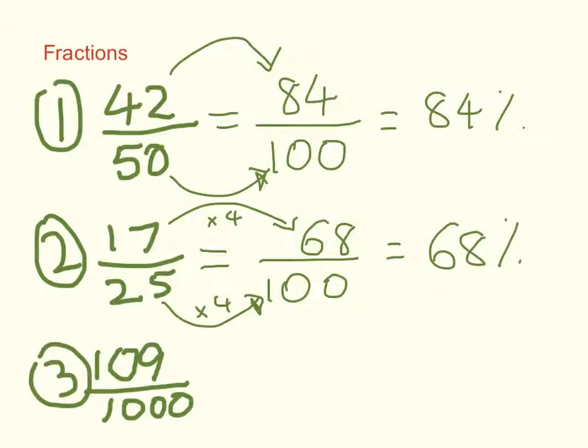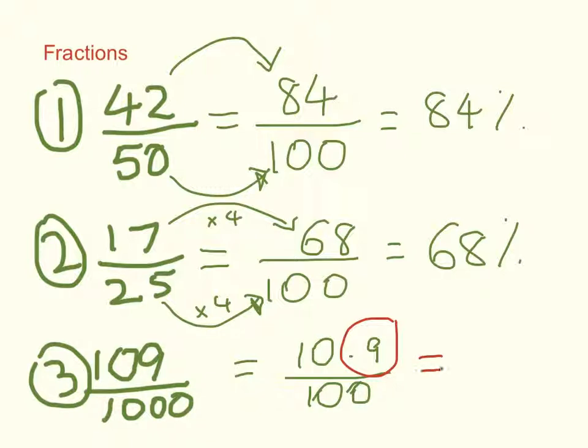Okay. And the last one, 109 out of 100. Well, if we divide the top and bottom by 10, we'll get 10.9 out of 100. Now that looks really strange because you know that when we do fractions, we try hard not to have decimals in them. But that works really well when we're trying to find a percentage. So we can write that now as 10.9%. Okay, so now we're going to look at how to do decimal conversion, so that's coming up next.